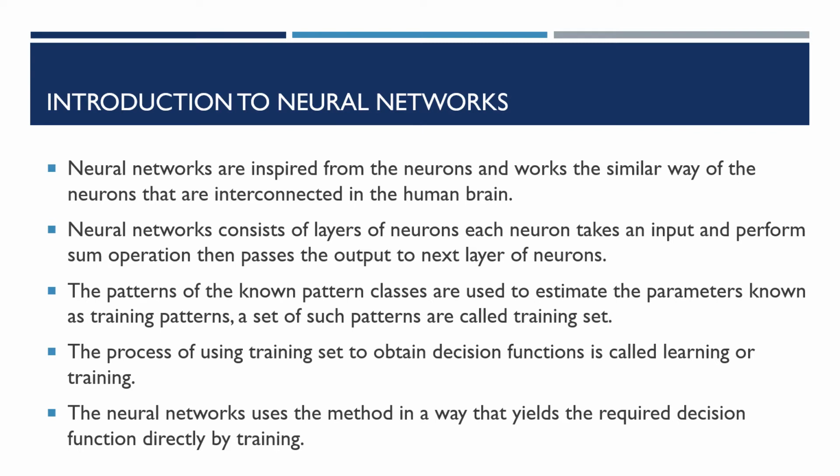The patterns of the known pattern classes that are used to estimate the parameters are known as training patterns, and a set of such patterns is called a training set. The process of using these training sets to obtain the decision function is called learning or training. Neural networks use a method that yields the required decision function directly by training.